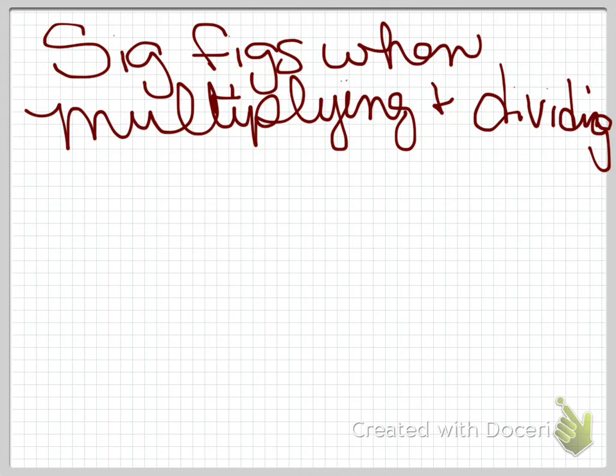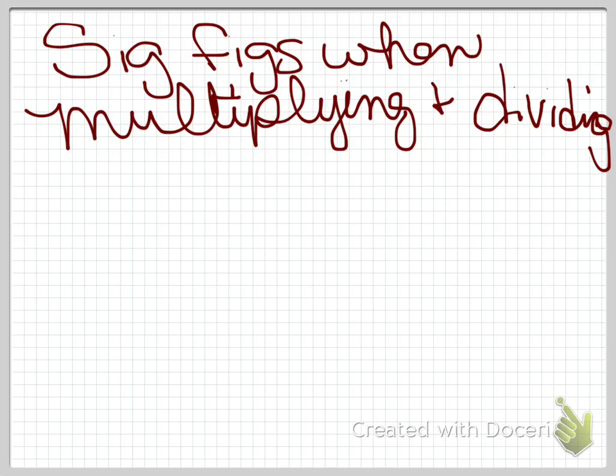Okay, sig figs when you're multiplying and dividing. I don't even remember how long ago it's been since I did the sig figs when you're adding and subtracting. But I'm sure that I explained to you why you round off past the decimal when you're adding and subtracting. The rules are completely different when you're multiplying and dividing, just like the rules for actually multiplying and dividing are different than when you add or subtract. So let's visit why the rules for rounding are what they are and why they're different.